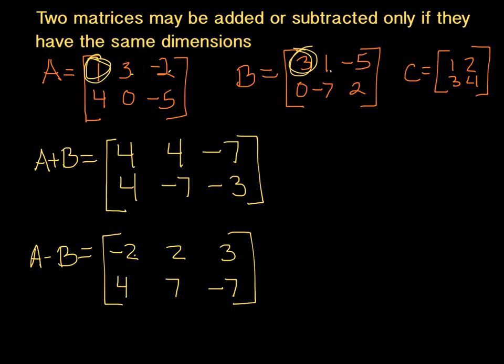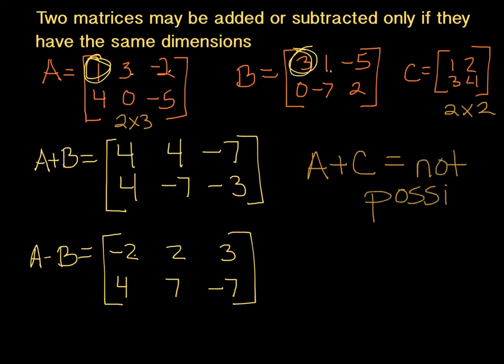Okay, what if I asked you for A plus C? And you might see that on a test. What is A plus C? A is a 2 by 3. And C is a 2 by 2. They do not have the same dimensions. Therefore, you cannot add A and C. It's like adding, I don't know, chickens to oranges. So you would just write not possible and go on with life.